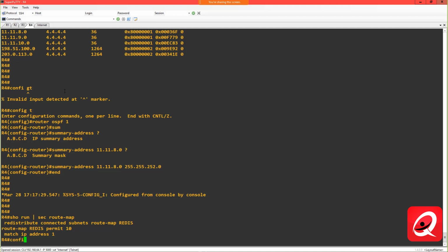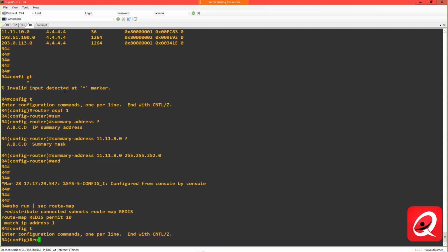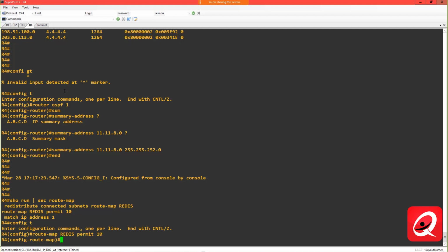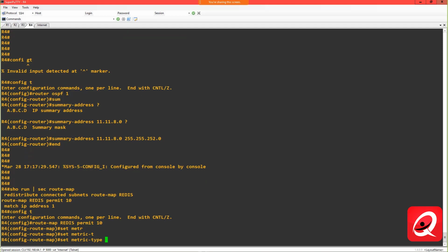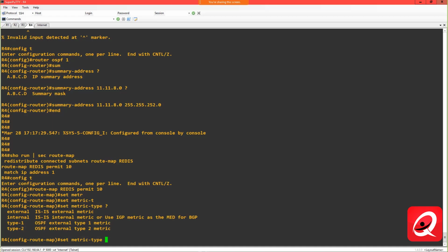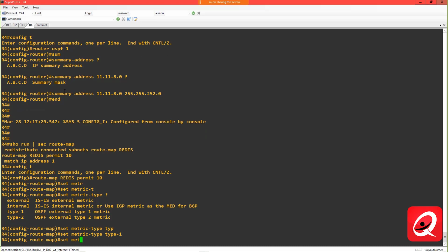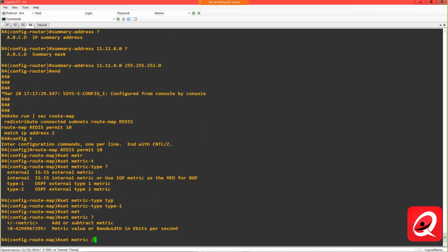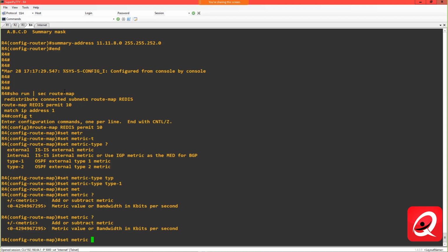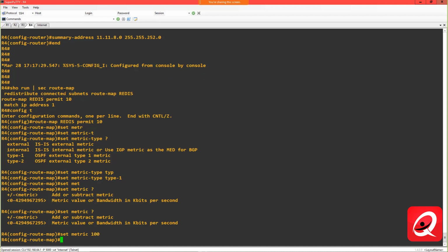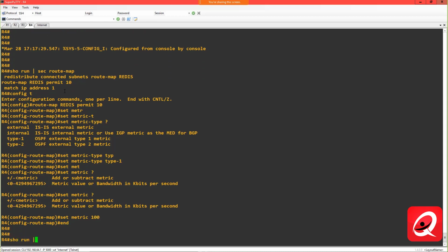And I could come into route map redis permit 10, and I could say set metric-type to type 1, right? I have a choice here, either type 1 or type 2. So I'm going to set it to type 1, and I can also even say set the metric, and I can specify the seed metric for that particular route. So let's say we're going to go ahead and send those in as 100. So section route map.